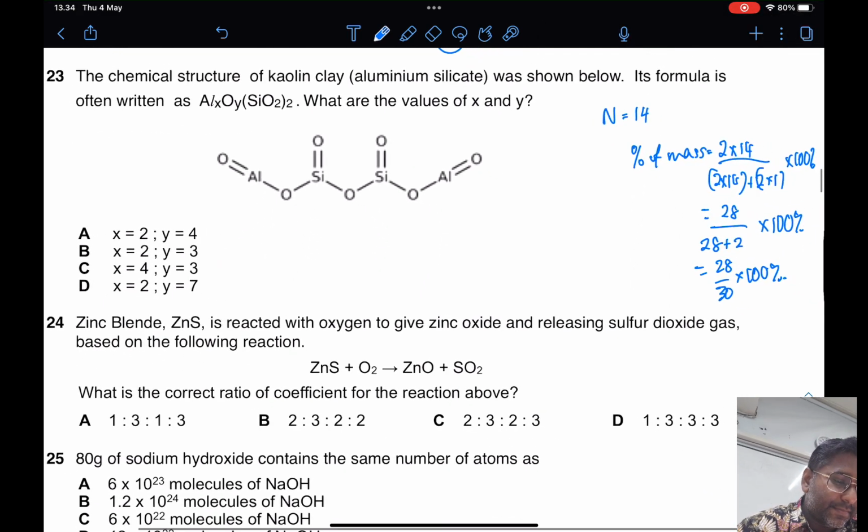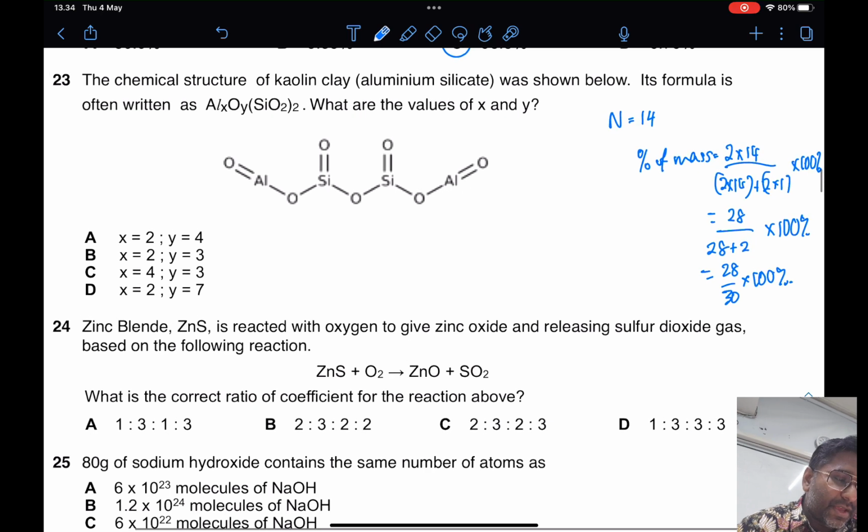Correct. Now, the chemical structure of kaolin clay was shown below. The formula is often written as the following. What are the values of X and Y? So let's look at this. How many aluminium do we have? We have 2 aluminium, Al2. How many oxygen? 1, 2, 3, 4, 5, 6, 7. 7 oxygen. But now they have SiO2.